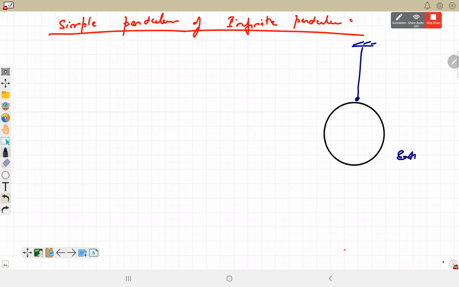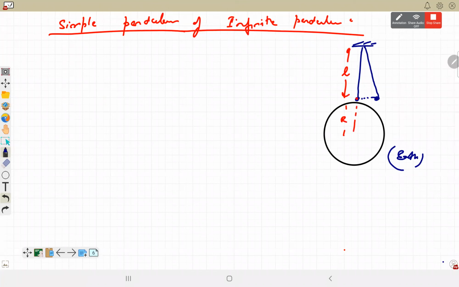This sphere is Earth, and this simple pendulum is of length L. Radius of Earth is R. This is the mean position. Give a small displacement of theta from its mean position, or x linear displacement, which is very, very small. This is just for representation purposes. It has been drawn big.